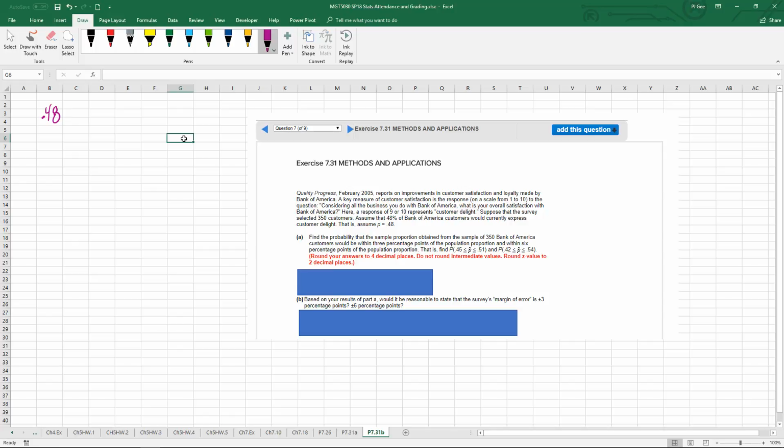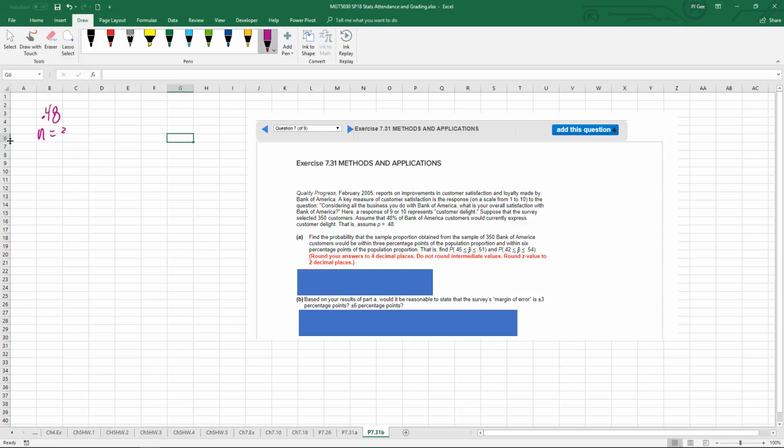Find the probability that the sample proportion obtained from a sample of 350 Bank of America customers would be within 3 percentage points of the population proportion and within 6 percentage points of the population proportion. We're going to do this twice. And you can see it's a probability that our sample proportion falls between 0.45 and 0.51. And then we'll do it again with the proportion between 0.42 and 0.54. Okay, so let's get some of these numbers down here.